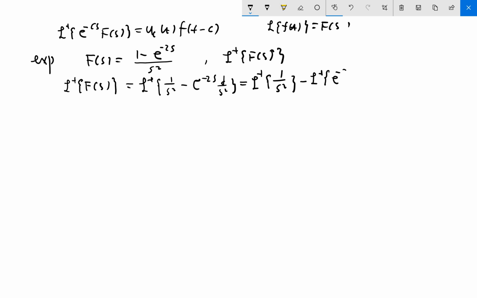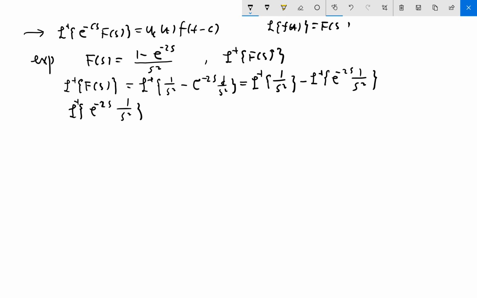e to the negative 2s, 1 over s squared. The first one is easy. Okay, now let's look at the second one. So for the second one, e to the negative 2s, 1 over s squared.